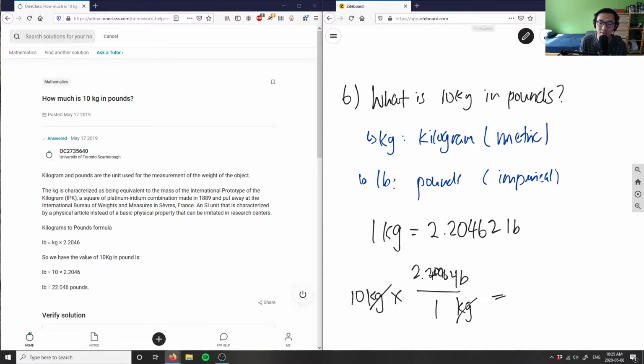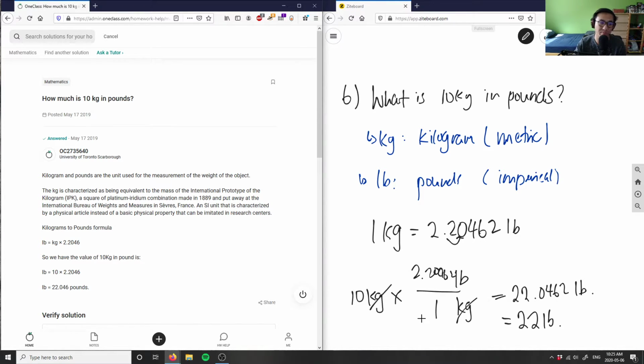So it's going to be 10 times 2.20462, which is basically just moving the decimal place 1 to the right, right? Because I'm multiplying by 10. So this is simply just 22.0462 pounds, or you can say it's approximately 22 pounds here. So this solution here is correct. They wrote 22.046 pounds. That's perfectly fine.